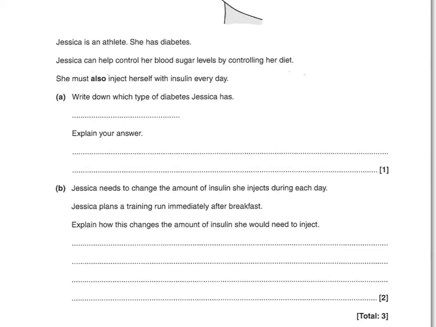So, the type is type 1, and the reason is that type 1 is insulin dependent, or it's early onset, or it's juvenile. Or you can say that type 1 doesn't produce any or enough insulin, or you can say that type 2 can only be controlled with diet, or that type 2 is late onset. Any of those, but you need to have both the type and the explanation to get the mark there.